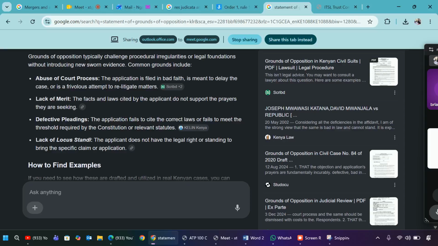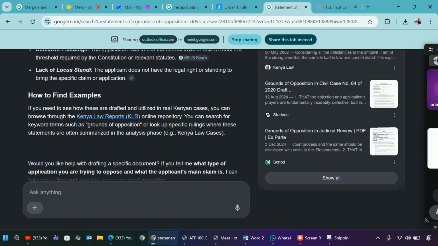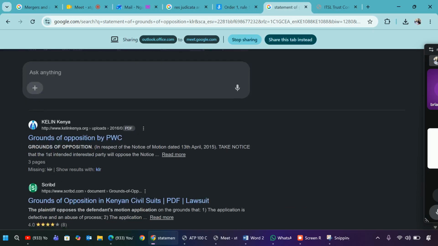Defective pleadings: the application fails to cite the correct laws or fails to meet the threshold required by the Constitution or relevant statutes. And lack of locus standi: the applicant does not have the legal right or standing to bring the specific claims.